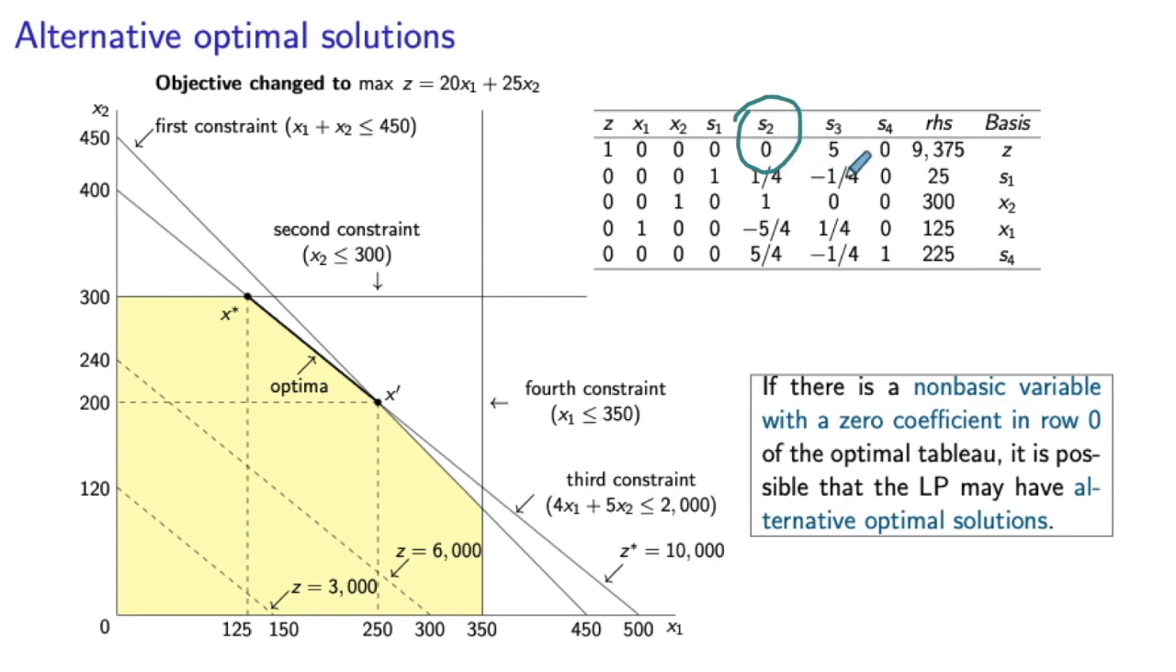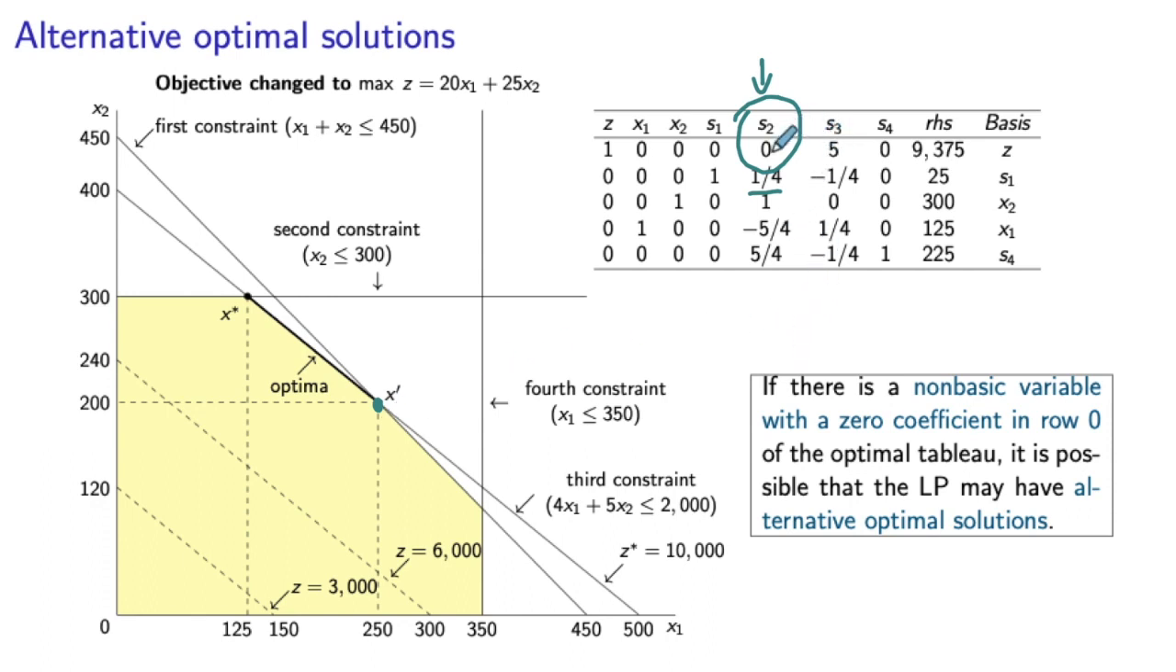We can see that if you look at the potential for increase of S2 in this tableau by looking at the ratio test, the ratio test would allow a positive increase in the value of S2, and if you perform the simplex step by using S2 as the entering variable, then we would end up in the point x prime. So I suggest you do it as an exercise. Do the pivot of the simplex method by using S2 as the entering variable, and then show that you will end up at the point x prime as a result, and you will obtain an alternative optimal solution.